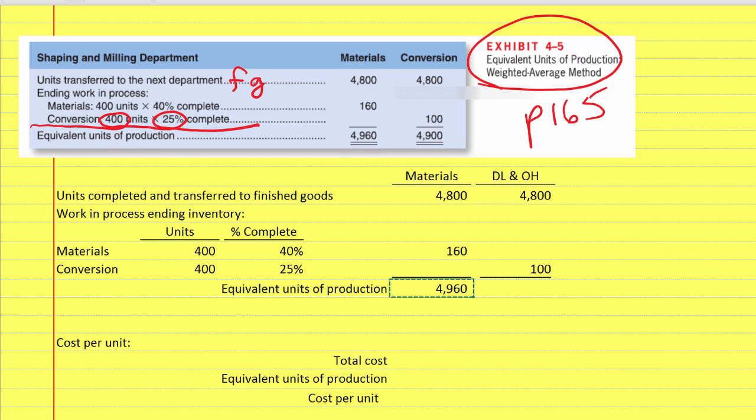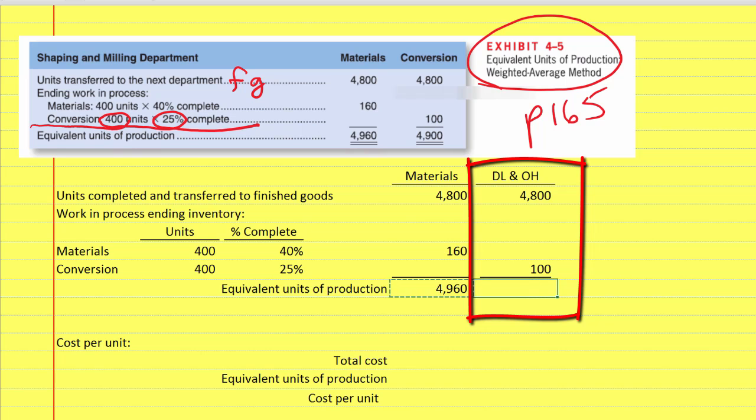Now let's do the same for labor and overhead. 4,800 units rolled off the end of the assembly line, and we have enough labor and overhead in ending inventory to make 100 units. So the total equivalent full units of production for labor and overhead, or conversion, add those two together, and you get 4,900 units. And let me change that to conversion to be consistent with the book.